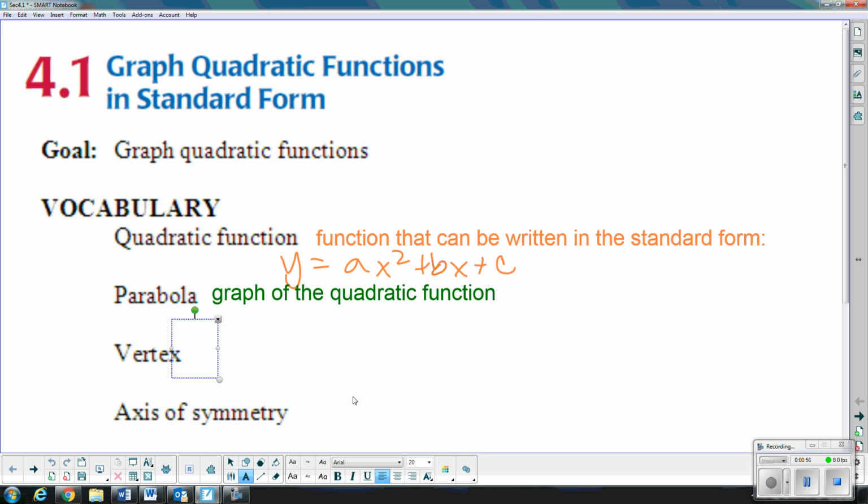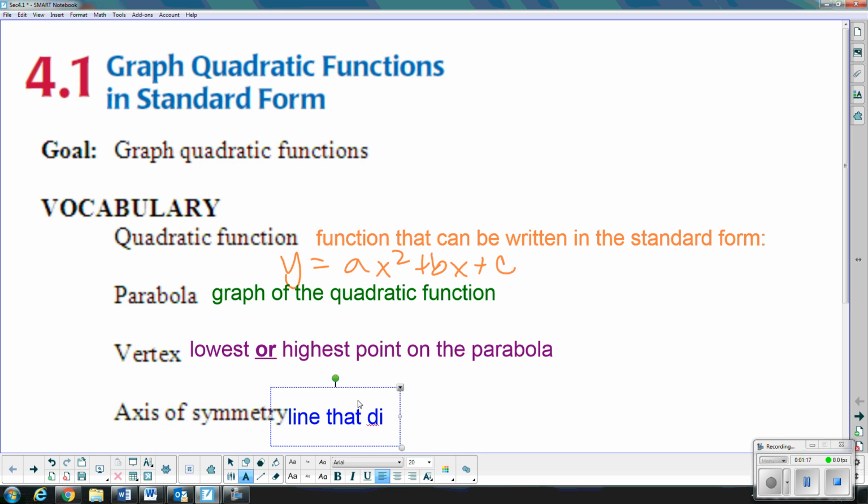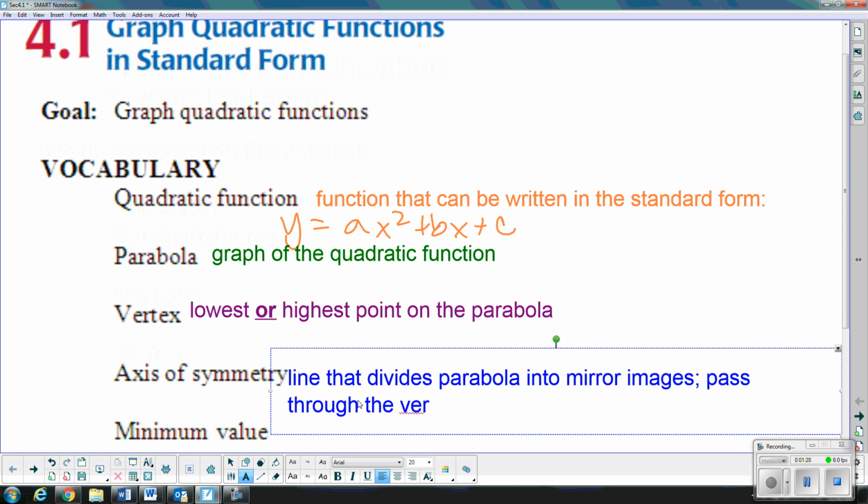The next term, vertex, that's the lowest or the highest point on a parabola, and it's a coordinate. And then axis of symmetry, that's a line that divides the parabola into mirror images. And it will always pass through the vertex. And you're going to see it as x equals something.